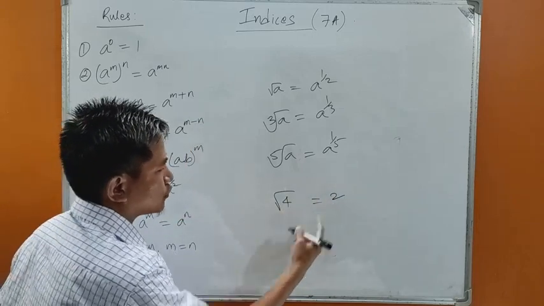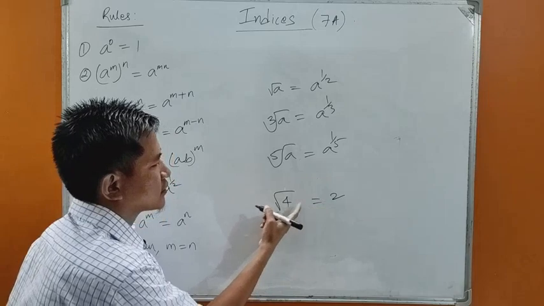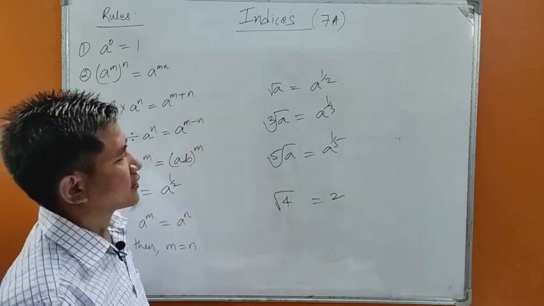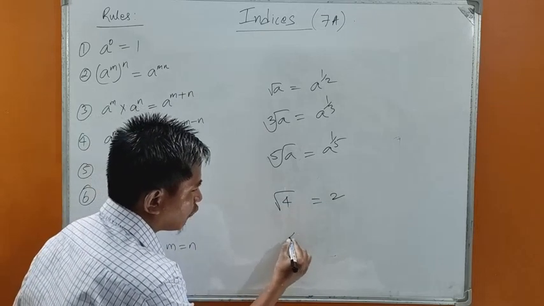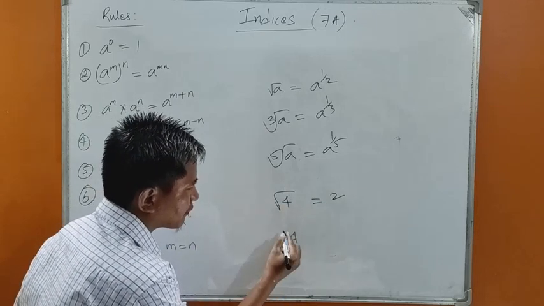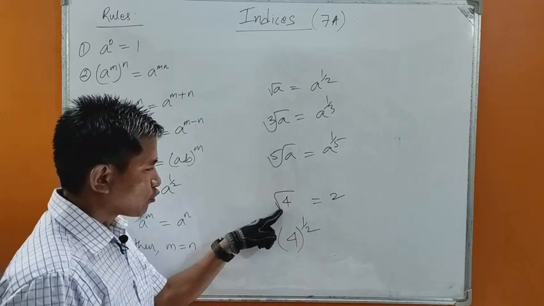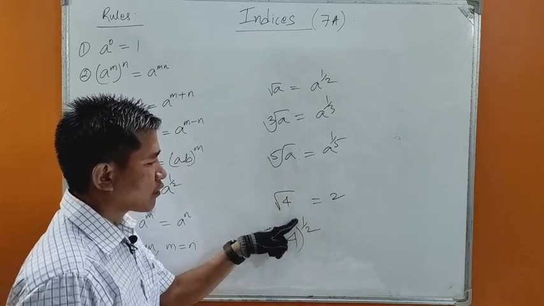Root under 4 means 2. So instead of writing directly like 2, by applying the rule of indices, how do we write? Root under 4 can be written as 4 to the power 1 upon 2, isn't it? Root under 4 can be written as 4 to the power 1 upon 2.